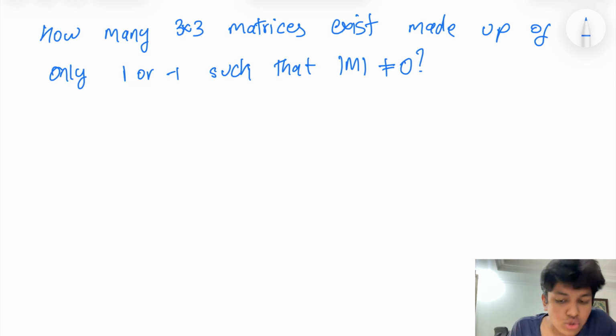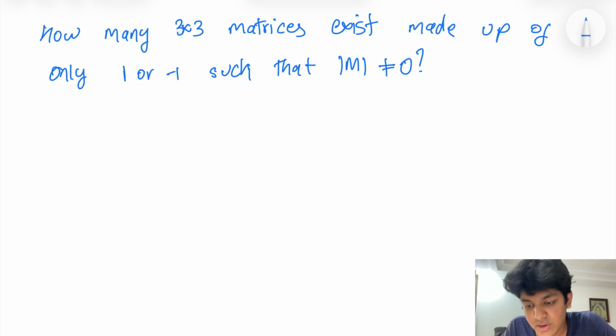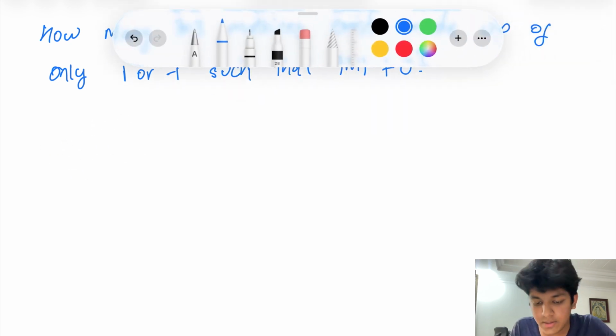Okay. So the question says, how many 3 cross 3 matrices exist made up of only 1 or minus 1 such that the determinant of the matrix that we make is not equal to 0. So basically we are using just 1 or minus 1 in our matrix, and we want to find the number of matrices where the determinant is not 0. Okay, that's the question. Pretty simple to understand, but the question is pretty complex. Okay, so let's get started.